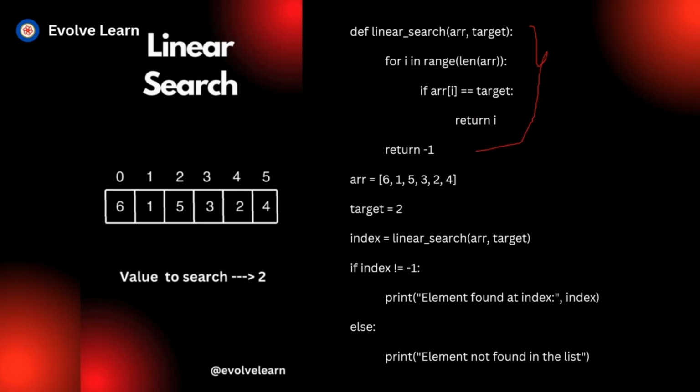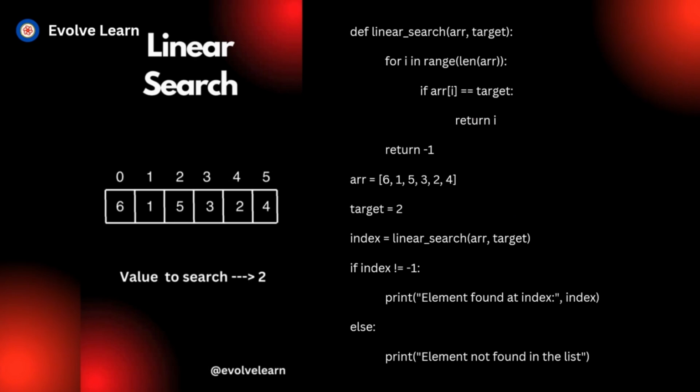In the following part of the code, we created a list called array with some numbers and set the target to 2. Then we call the linear search function with the array list and the target number as the arguments and store the result in a variable called index.